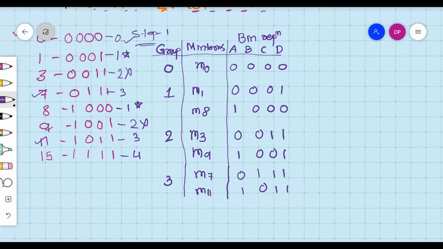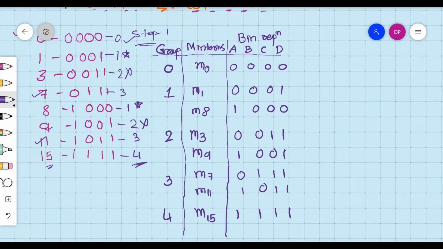Next group is group 4. Here only one element is there, min term 15, and all its values are 1.